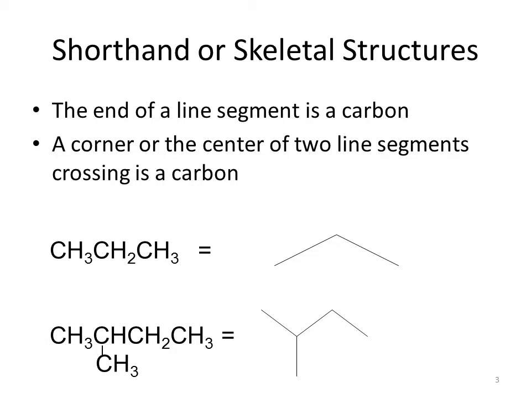The shorthand actually uses a line to represent a bond between two carbon atoms. If I draw two lines, that implies three carbon atoms. This first structure down here has three carbons in it. It's called propane. If I draw a line and then another line at an angle to it, this is representing the three carbons. The corner between the two lines is the carbon in the middle, and the two ends of each line segment are the two end carbons.